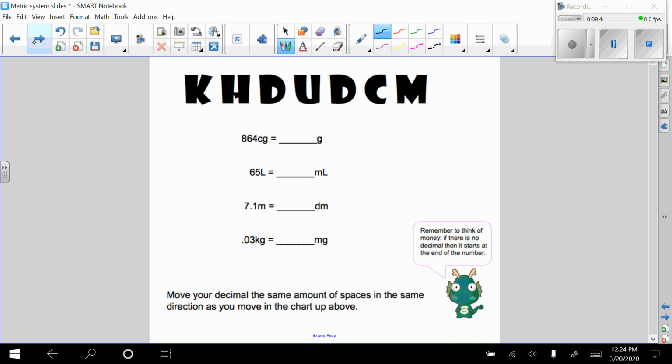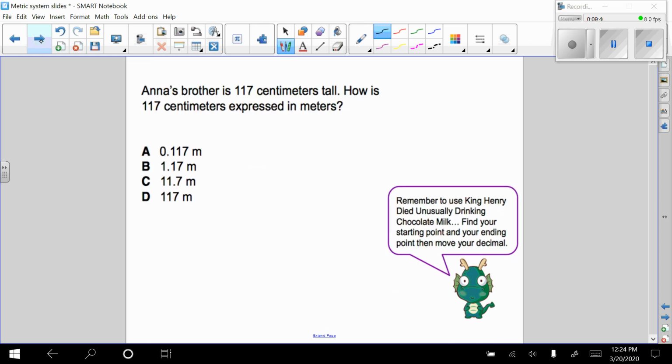All right, I'm going to go ahead and let that one go. If you want to practice that on your own, you can come back and do so. I want to get to a word problem because that's no different. Remembering our order: King Henry died unusually drinking chocolate milk. If you need to write that down, let me write this out for you. King Henry died unusually drinking chocolate milk.